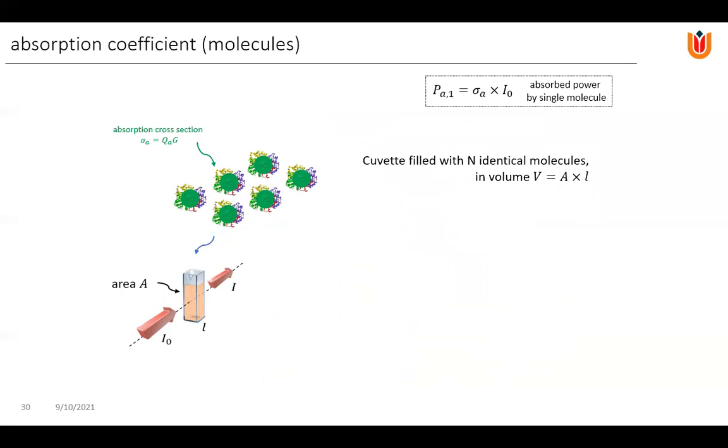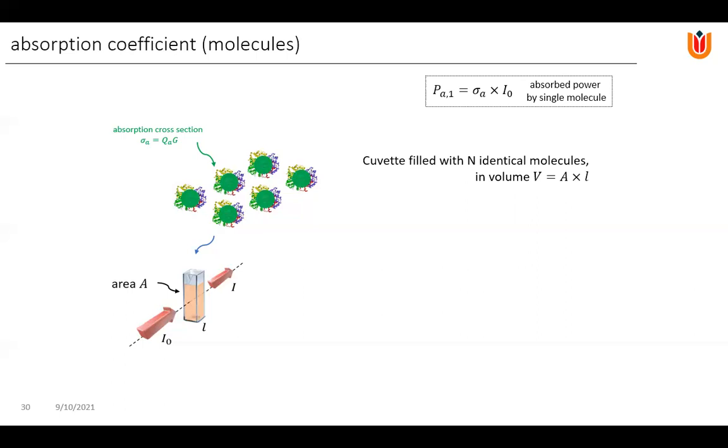So let's put these molecules in a cuvette. We'll keep the same convention, so for each molecule it will have an absorption cross section sigma A. That absorption cross section is equal to the absorption efficiency Q times the geometrical cross section of that same molecule. But we'll put a bunch of them in a cuvette. That cuvette will be illuminated with intensity I0. There will be some intensity at the back of that cuvette, I, which we are trying to measure, and the cuvette can have thickness L.